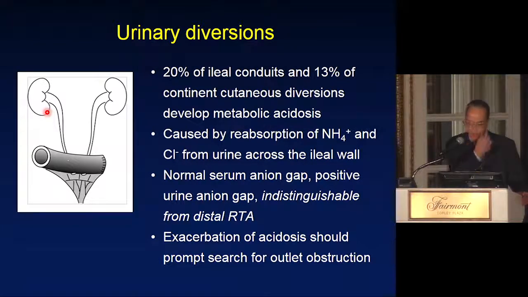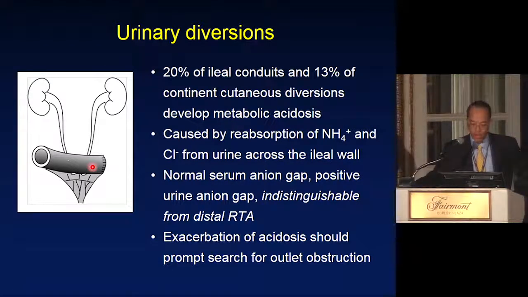Okay, urinary diversions. Nowadays the main type of conduit that's used is an ileoconduit or continent diversions. And 20% of ileoconduits and 13% of continent diversions have a metabolic acidosis. The reason is that the urine that's coming out goes into this intestinal loop, which, unlike the bladder, which is essentially impermeable to most electrolytes, the intestinal loops are permeable to electrolytes, and particularly to the reabsorption of ammonium and chloride. So these patients don't excrete enough ammonium chloride, so they look exactly like a distal RTA.